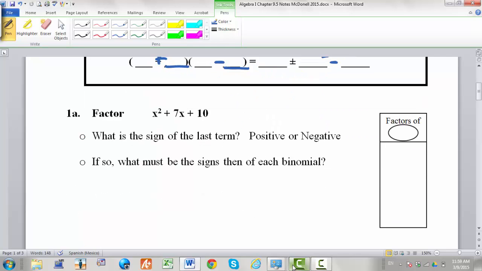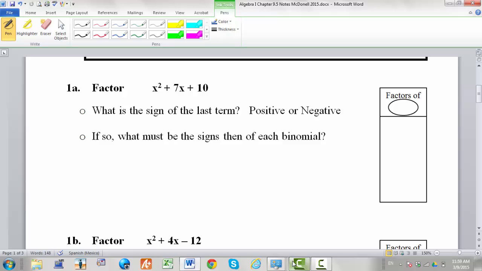In our first example, we have 7x plus 10 as the last two terms. And so our first thing we do is, what is the sign of the last term? Well, the last term has a sign that's positive. Based on the fact that it's a positive number, the signs of each binomial have to be plus and plus. And we're going to use that in just a little bit by putting our two parentheses with a plus and a plus there.